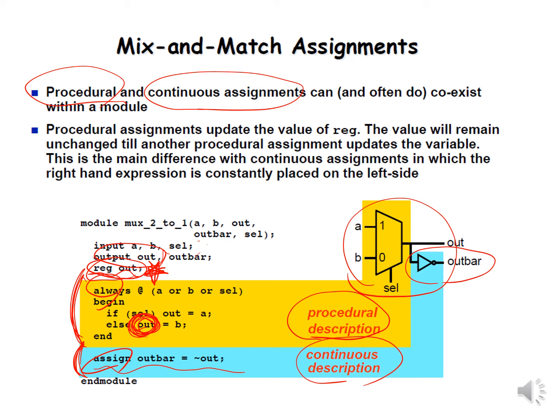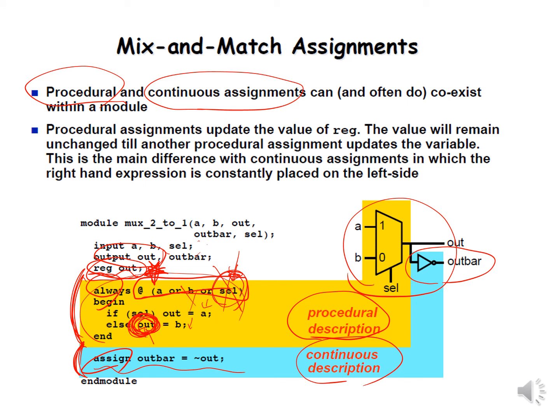But in the always statement, you must not miss the sensitivity list. To evaluate the out variable, input A or B or sel must change. If those inputs don't change, the always statement will keep the same value. The out will be the same as before. So if you omit sel or B, or any one of the inputs, then your function will not work properly.